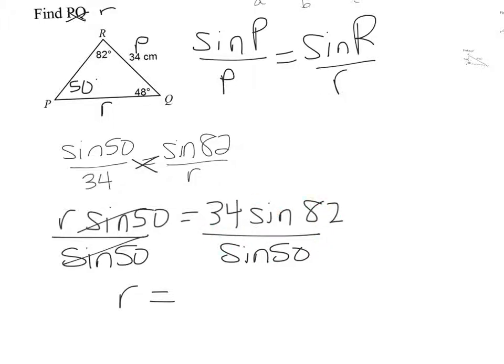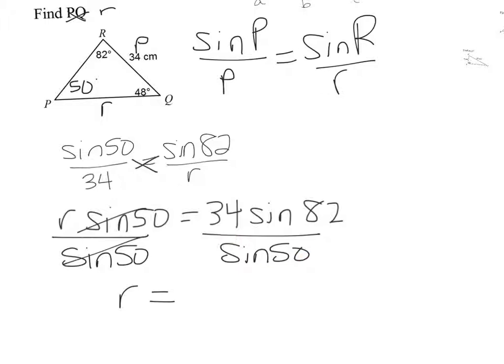Now, here's what you guys are going to have to be careful about. I hope you guys are all smart enough to know I cannot cancel the sines. That is not a thing I can do. That's like canceling a square root. That's bogus. That's an operation. But I can put this all in my calculator all at once as long as I am savvy about my parentheses. I'd have to put parentheses around the 34 sine of 82, closing both parentheses after the 82, and then I can divide by sine 50.